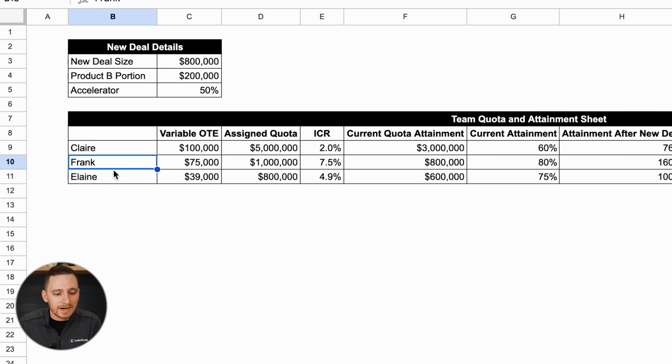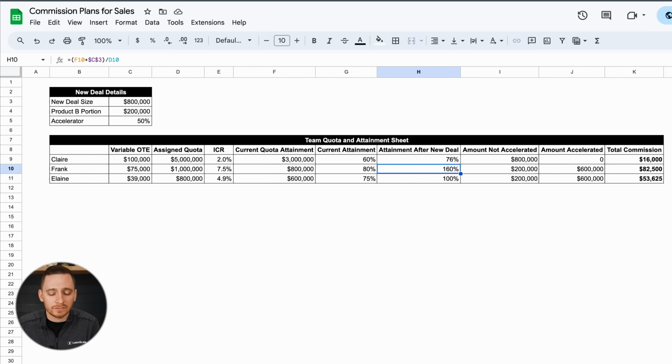Now let's take a look at Frank, who brought in this deal. His variable OTE, $75,000. He has an assigned quota of $1 million, individual commission rate of 7.5%. His current quota attainment is at $800,000, which is 80% of his quota. So when he closes this deal, he's going to have a significant portion that's accelerated. And we're going to go into what that means. So after he closes the deal, his attainment is going to be at 160%.